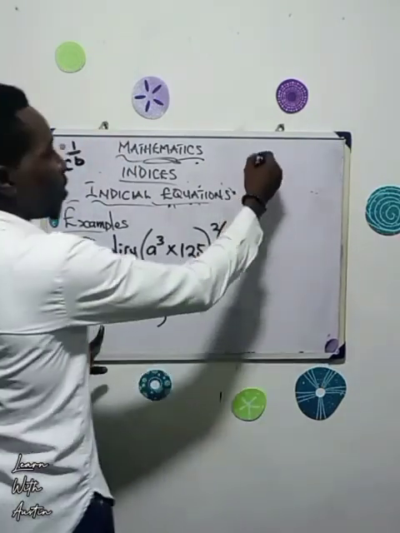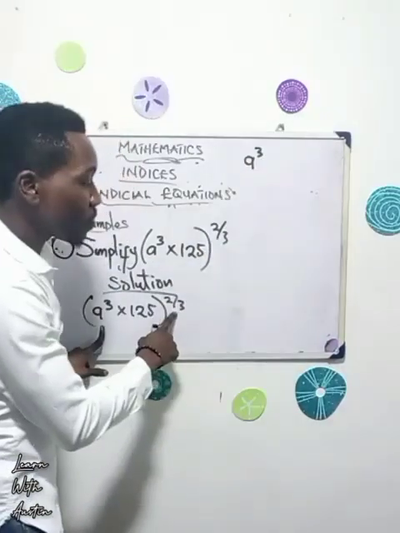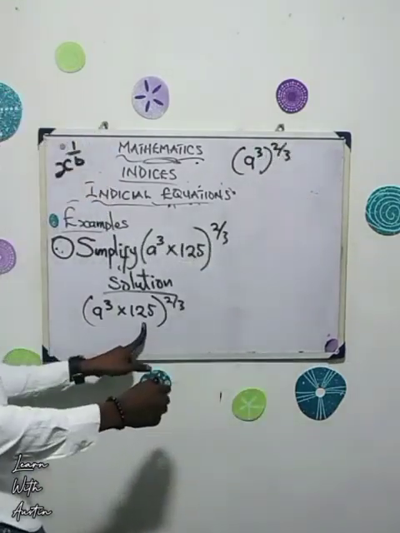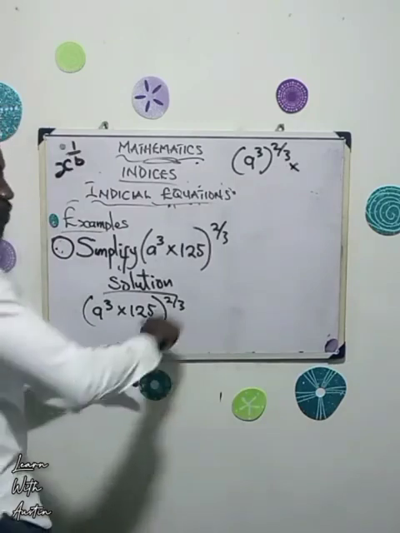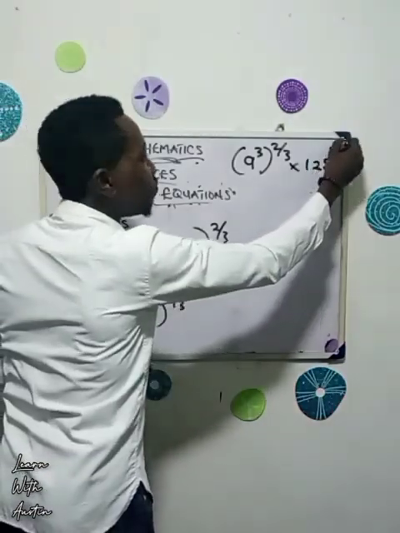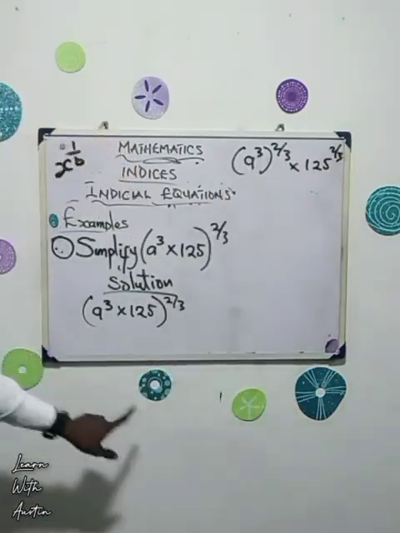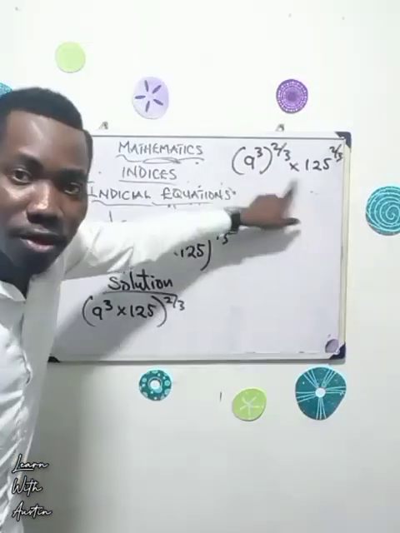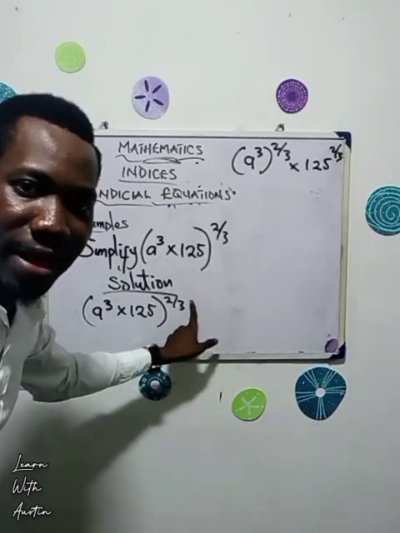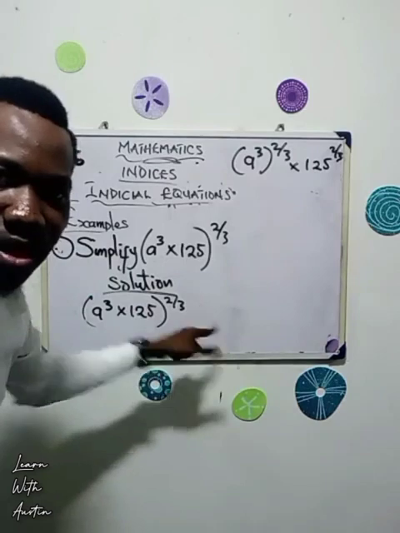So you have a raised to the power of 3 raised to the power 2 over 3, then times 125 raised to the power of 2 over 3. I'll leave it like this, without the bracket. Do you understand what I did? What we did is open up the bracket by saying this raised to this power and this raised to this power. It's just like algebra.